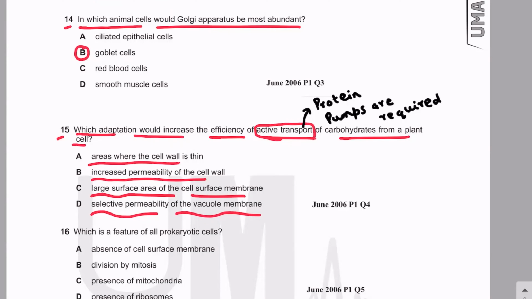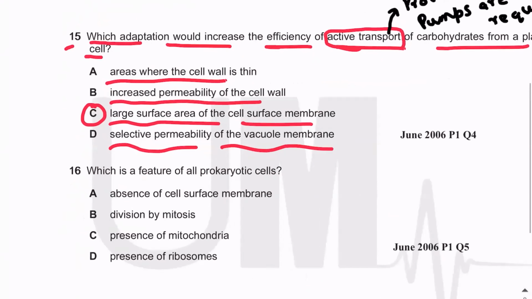Any other point that can increase the efficiency of active transport? More mitochondria, more ATP. Are you getting my point? So whenever they say a cell contains a lot of mitochondria, the cell can carry out a lot of active transport because it will be producing a lot of ATP. So what do you think the answer should be? C. C.